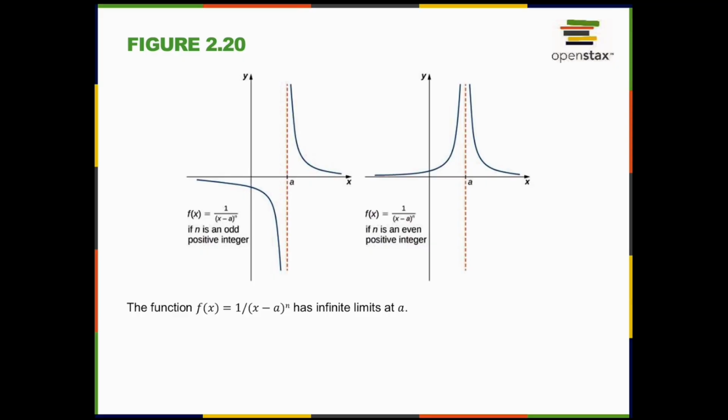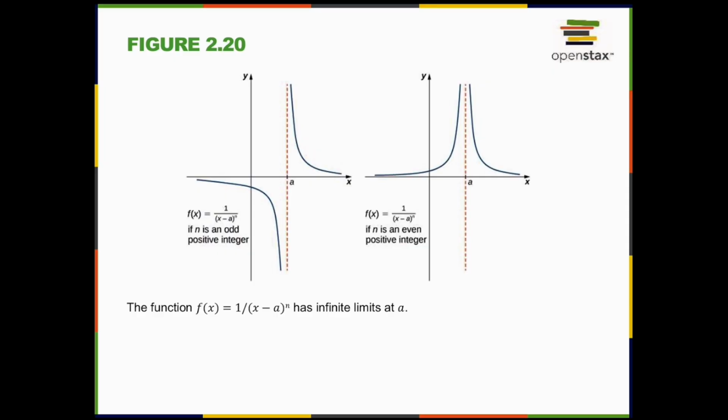In this last example of the lesson, we're going to go over limits with infinity. So we're talking about vertical asymptotes and what happens as we approach a vertical asymptote for a certain value of x, what happens to the behavior of the graph.